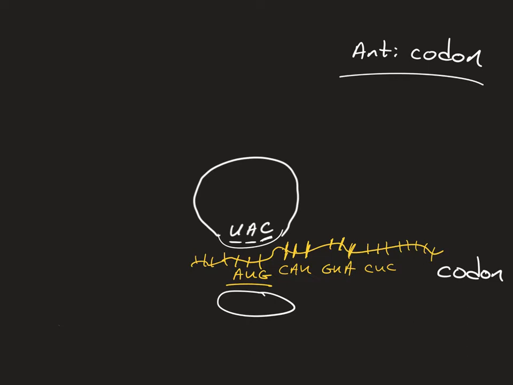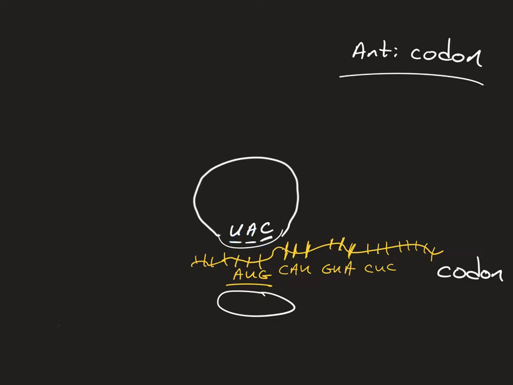Well, where is that UAC going to be? Because it's matching. What are you trying to build again? A protein. What is a protein? A bunch of amino acids put together in a specific order. What's the order? Well, there it is. These are the codons that tell the ribosome what order. So this is the anticodon that's matching.